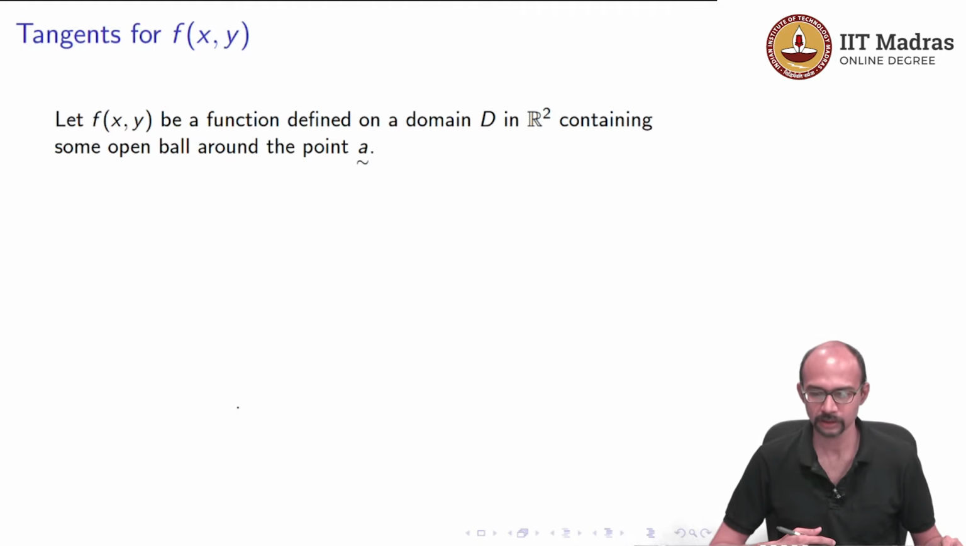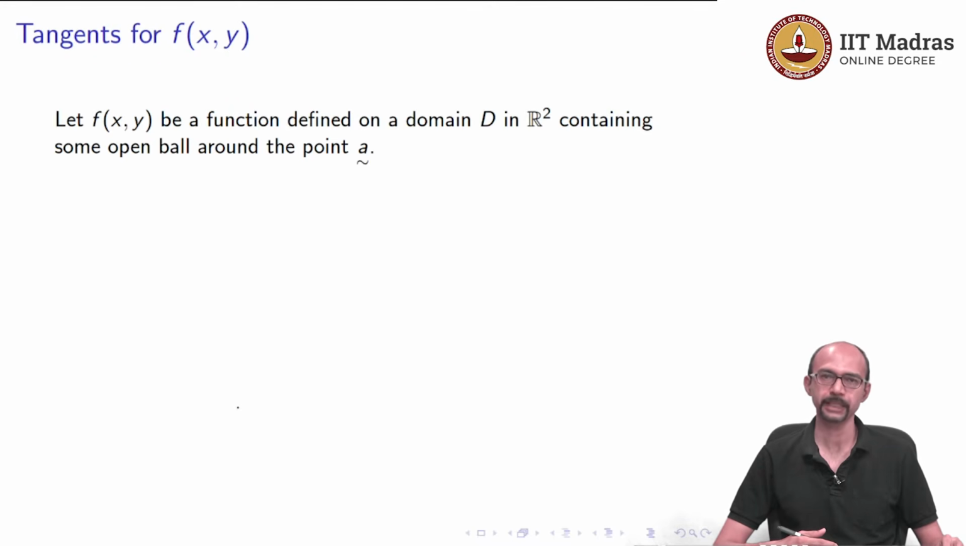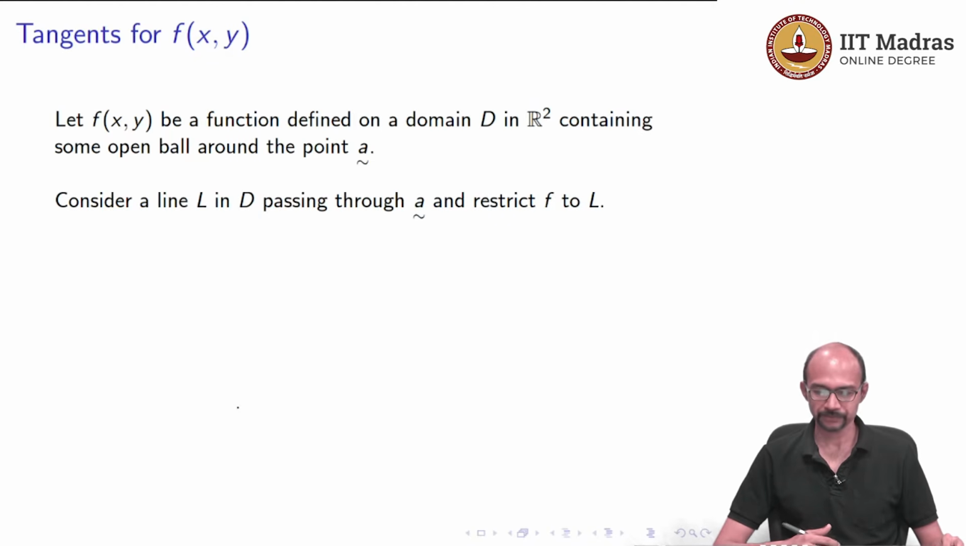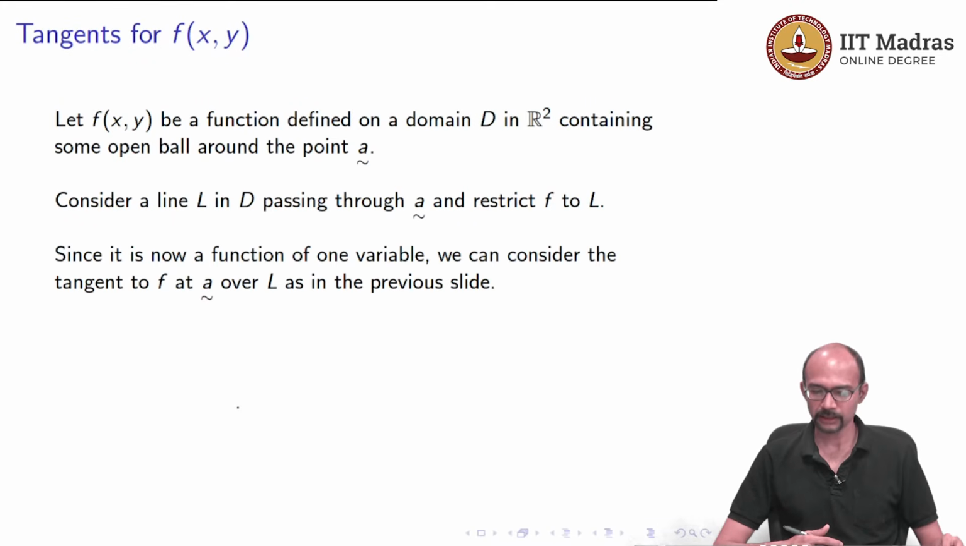For now, let us start with two variables. Suppose you have a function of two variables which is defined on a domain D in R2, and it contains some open ball around the point a comma b, which sometimes I will represent by a tilde. Consider a line L in D passing through a tilde and restrict f to L. This is exactly what we did when we defined the notion of the directional derivative. Since it is now a function of one variable, we can consider the tangent to f at a tilde over L as in the previous slide.